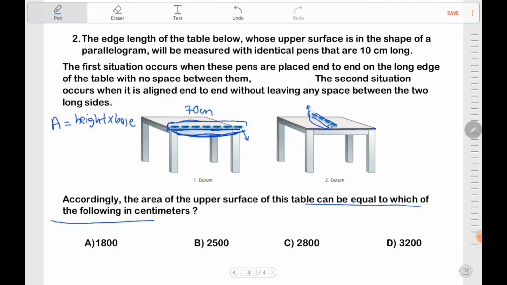So, our height is these 4 pens. One pen is 10 centimeters long. So, these 4 pens are 40 centimeters long. Well, the area is base 70 times height 40, and the area is 2800 centimeters square.